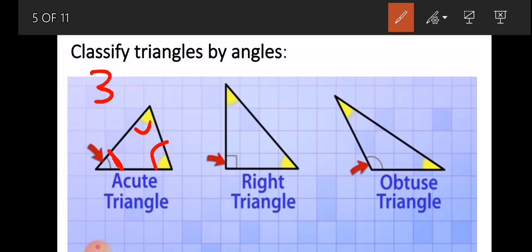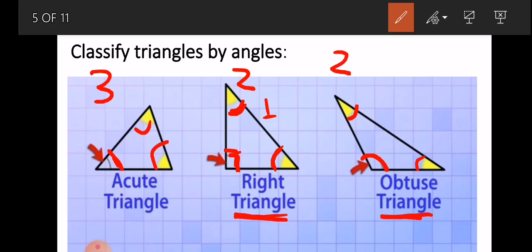Must be three. Let's see the second type, the right triangle. From its name, right triangle, it has a right angle. Just one right angle means it's a right triangle. What about the other two angles with it? They are acute. So right triangle means one right angle and two acute angles. The third type of triangle is the obtuse triangle. Obtuse means that I have one obtuse angle with two acute. So again, three acute means acute triangle. Two acute and one right means right triangle. If I have two acute angles and one obtuse, we call it an obtuse triangle. So this is the classification according to their angles.